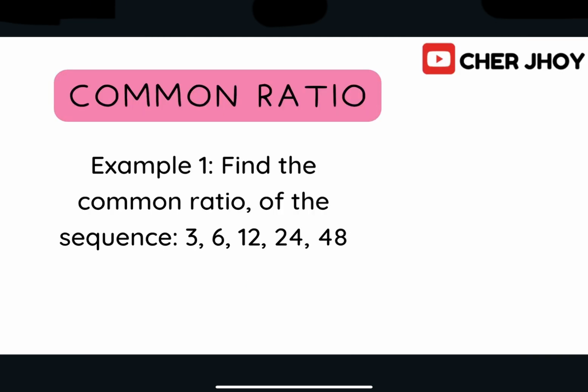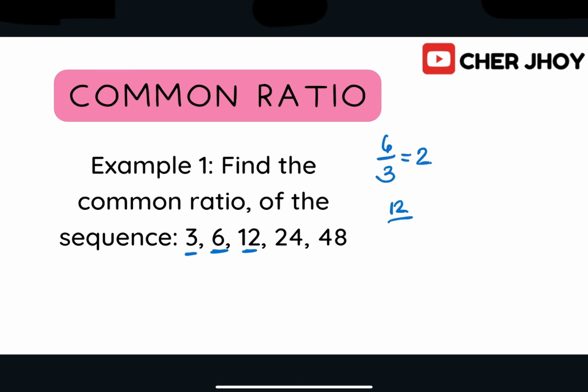Example number 1. Find the common ratio of the sequence 3, 6, 12, 24, and 48. To get the common ratio of a sequence, you need to divide the second term by the first term. So we have 6 divided by 3, which is equal to 2.